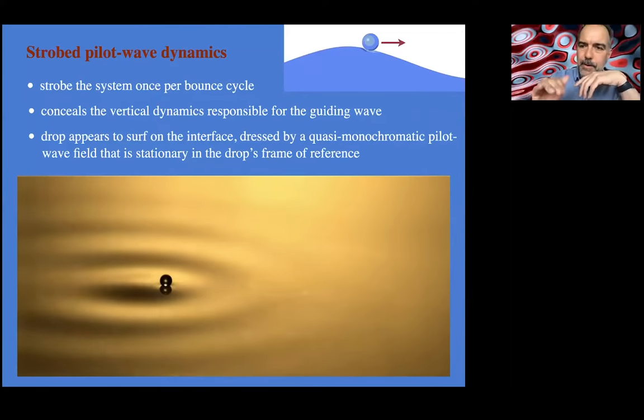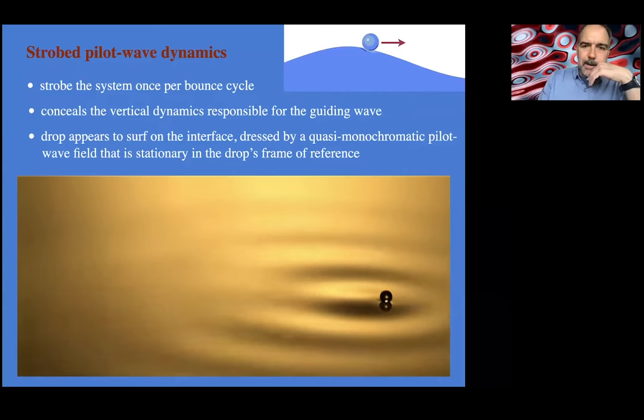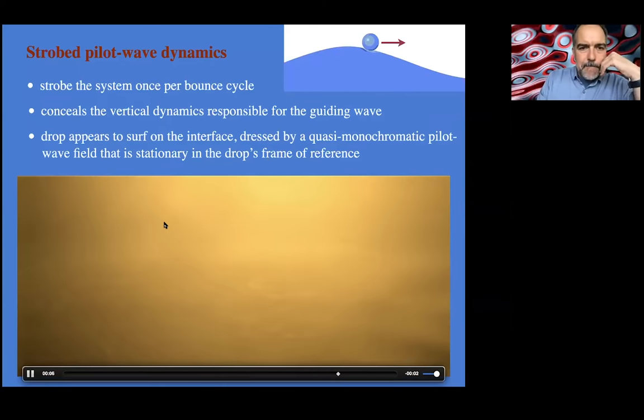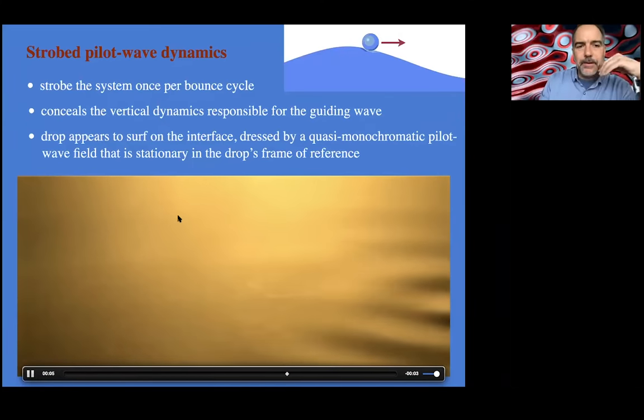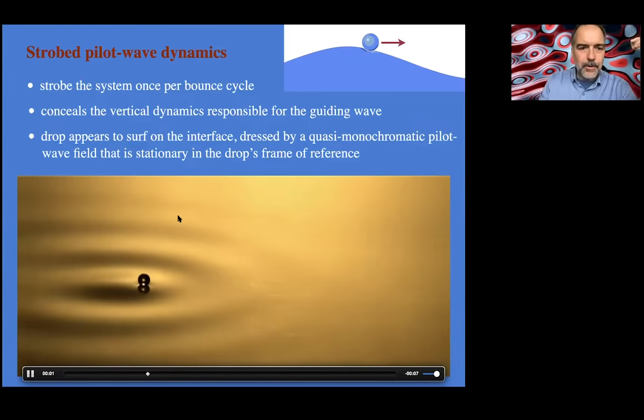Okay, now you can strobe this system and grab one frame per bounce, and you can see the particle gliding along its pilot wave. Okay, so you can see that this drop appears to surf on the interface, dressed by this quasi-monochromatic wave field.